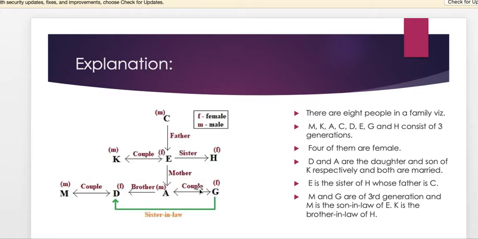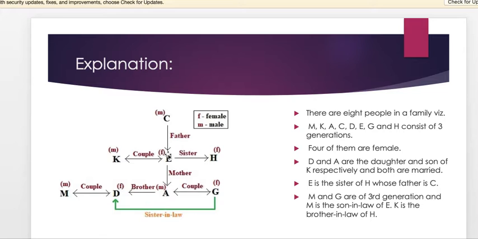E is the sister of H, whose father is C. So E and H are the children of C. They said E is the sister, so we know that E is female.